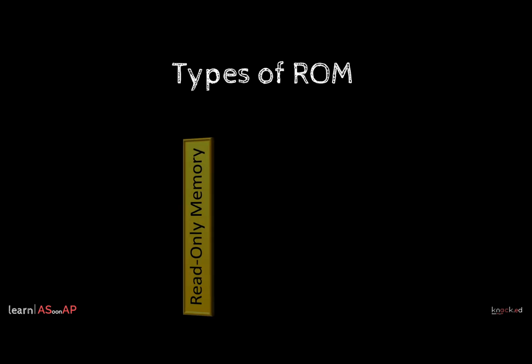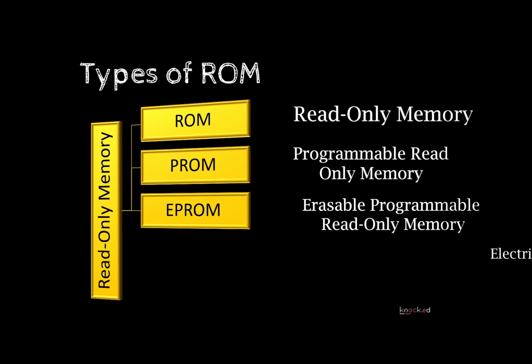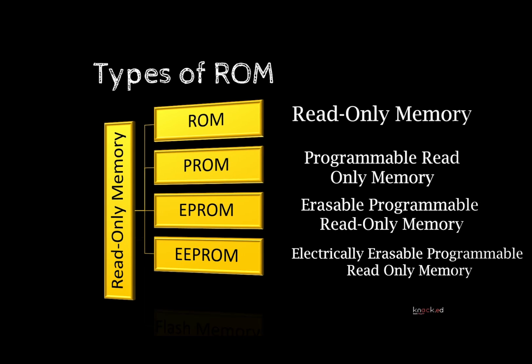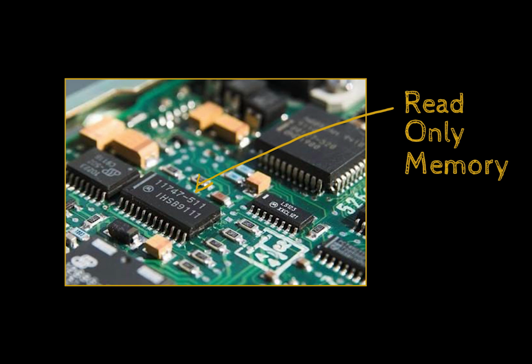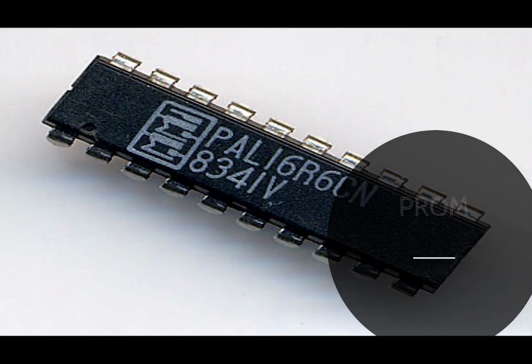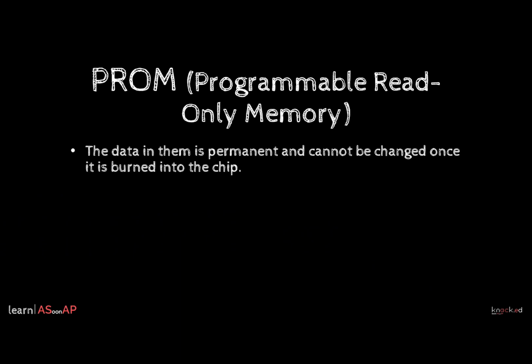Coming to the types of memory, ROM can be divided into basic ROM, PROM, EPROM, EEPROM and flash memory. Let us understand each of them in detail. This is the image of ROM embedded inside a motherboard. Starting with PROM, also known as Programmable Read-Only Memory. The data here is permanent and cannot be modified once the data is burnt into the chip.